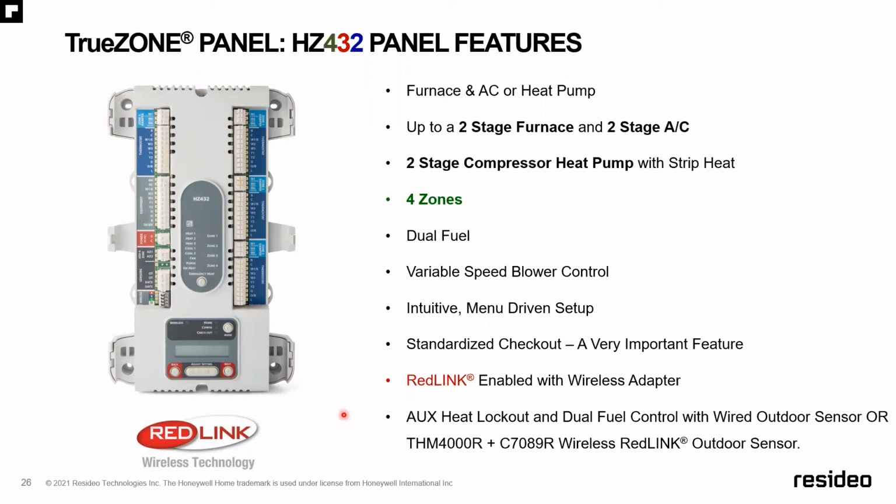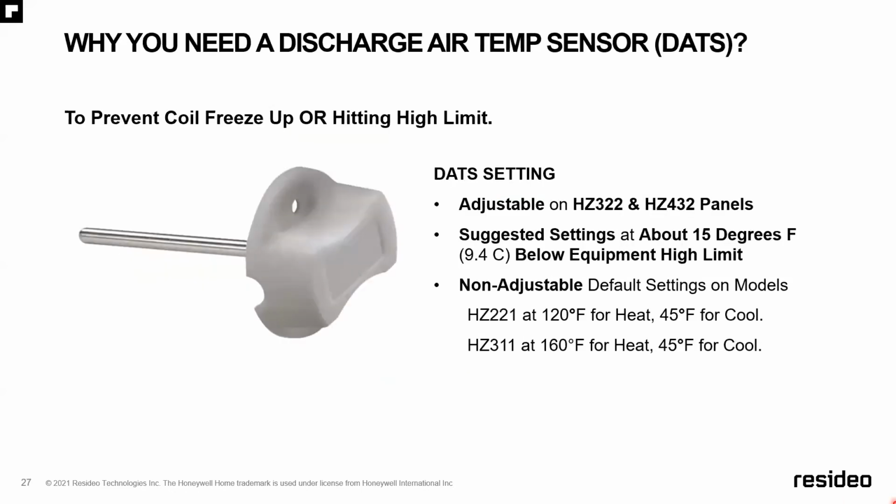The other thing about this panel is it also has RedLink capabilities. If you add a wireless adapter to the ABCD terminals, this is where it can receive information on what the outdoor temperature is for the proper balance point on dual fuel, or to lock out strip heat to stay within codes that you may be facing.